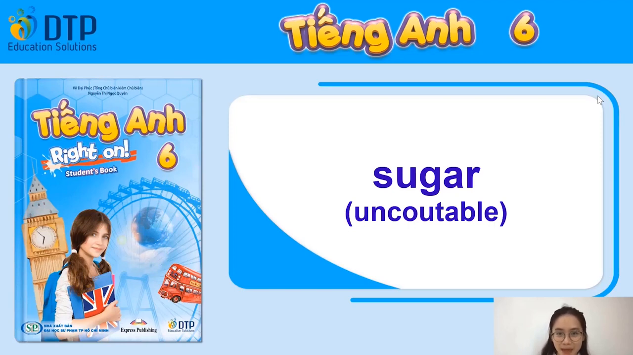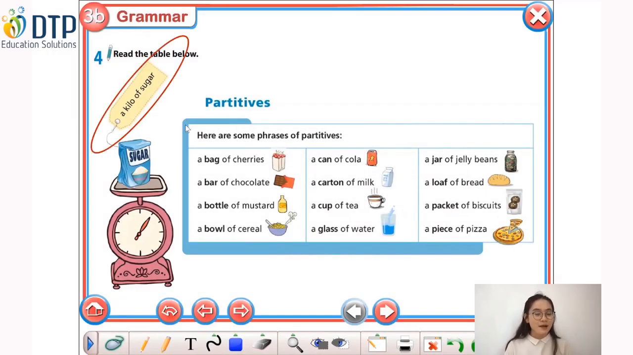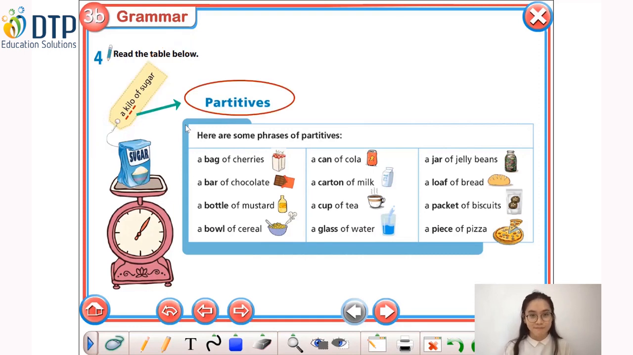So how can we measure exactly the amount of sugar that we can buy? Vậy chúng ta làm cách nào để có thể đong đếm được chính xác cái lượng đường mà chúng ta cần mua nhỉ? So we have this phrase. A kilo of sugar. In this phrase, sugar is uncountable, but a kilo is a countable noun. So I will say kilo is a partitive.